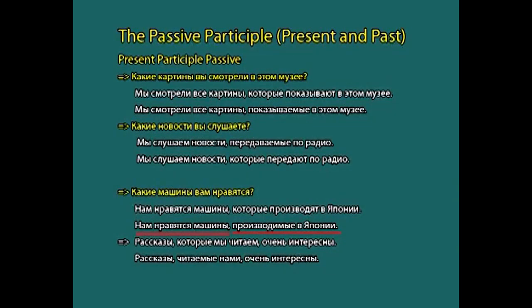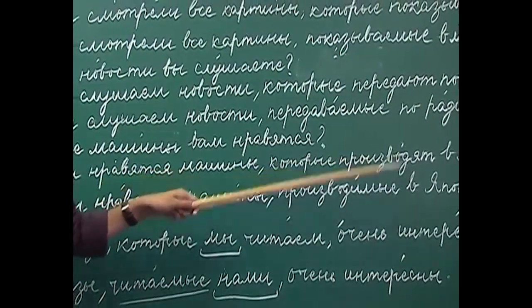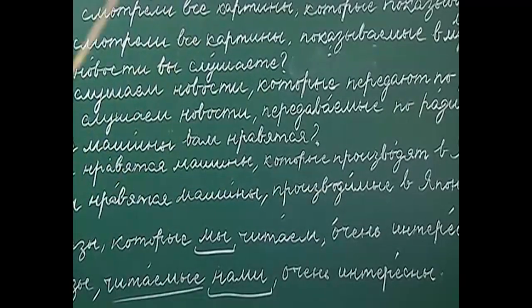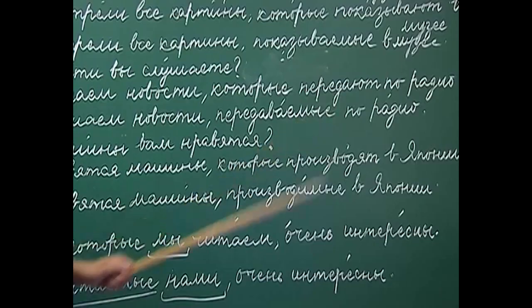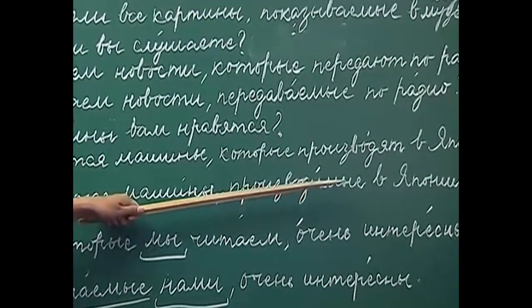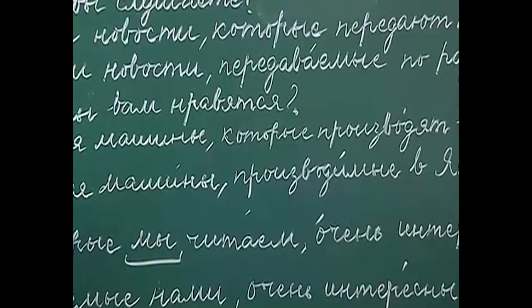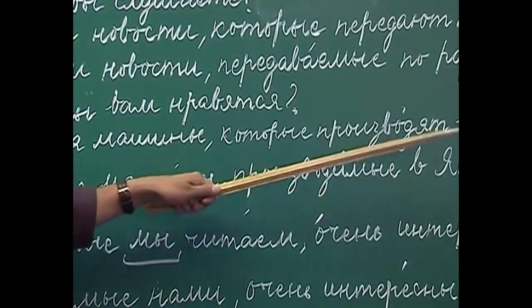Again the action is in the passive voice. So, we will use passive participle, and since it is taking place in the present tense, we will use present participle passive. So, how do we do that? Нам нравятся машины производимые в Японии. So, here from the verb производить we derive or we form the present participle passive производимые в Японии.